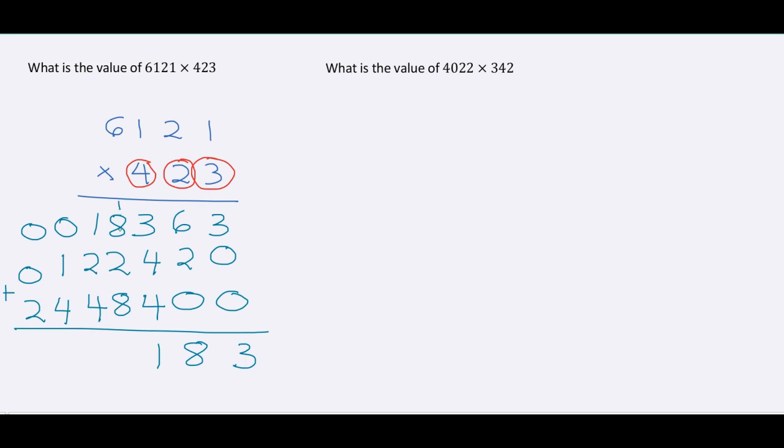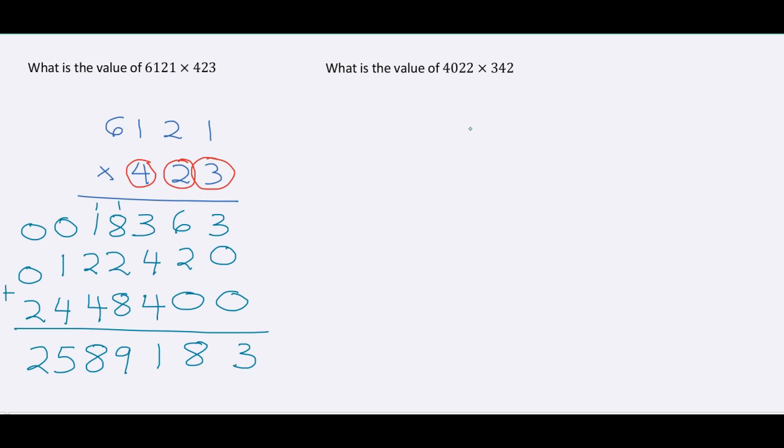1 plus 8, 9. Plus 2, 11. Plus 8, 19. So we have a 9 here and we carry up a 1. 1 plus 1, 2. Plus 2, 4. Plus 4, we have 8. 0 plus 1, we have 1. Plus 4, we have 5. 0 plus 0, 0 plus 2, we have 2.